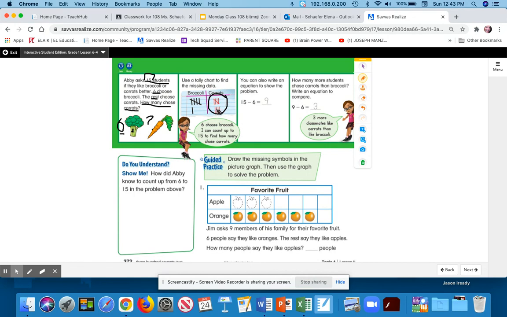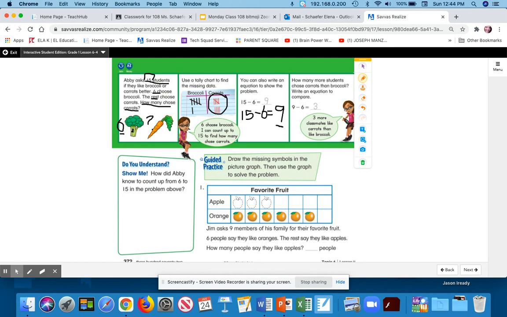So you can look back and see how many tallies you made. 5, 6, 7, 8, 9. So there were 15 people asked. I want to find the difference, so I'm going to subtract. 6 like broccoli, and I made 9 tallies. So 9 people, I know 9 people like to eat carrots. So how many more students like to eat carrots? 9, okay?